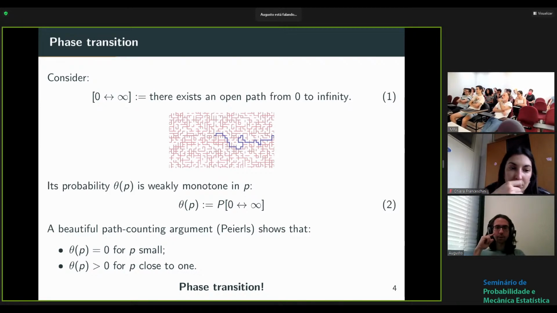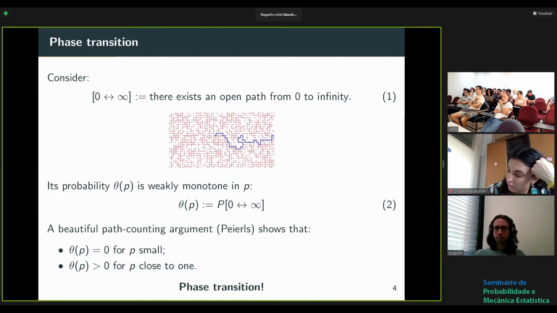So theta is going to be defined as the probability of the event above, the probability that you find an infinite path, and it's a proxy for how well connected our lattice is. There is a beautiful argument from physics that proves that for p smaller than 1/3, so p from 0 to 1/3, the probability to find such an infinite path is 0. So if theta was an analytic function, it would be 0 everywhere, right? Because it's 0 in a whole interval. But surprisingly, if p is larger than 2/3, then theta is positive.